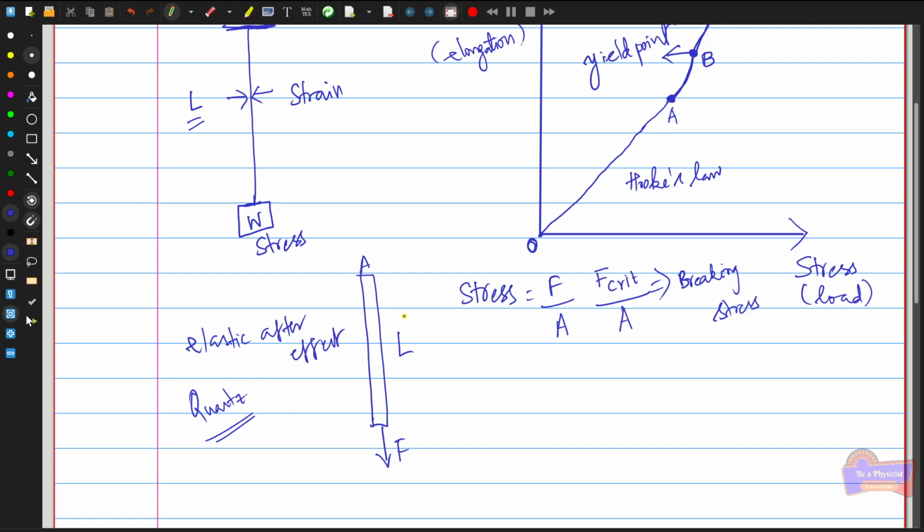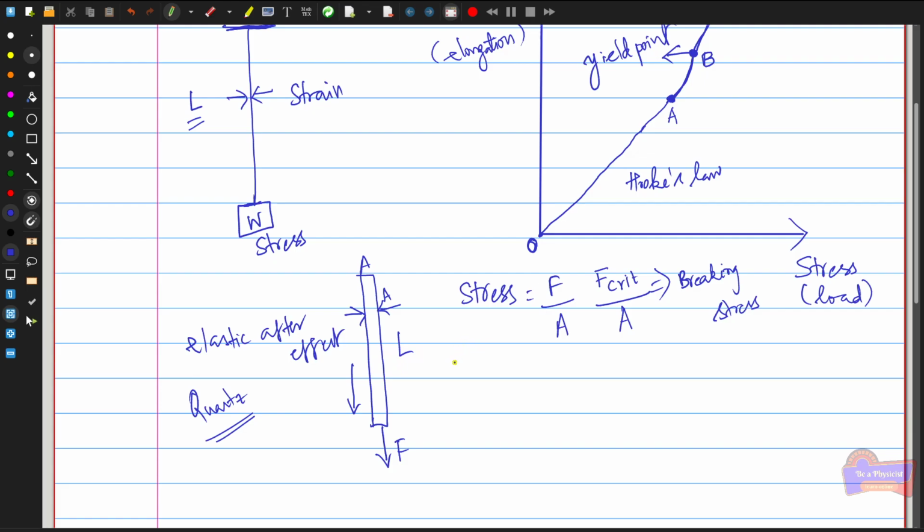As I told you, when you increase the stress on the wire, the length increases and at the same time the area of cross section decreases. The ratio between the lateral strain and the longitudinal strain is called the Poisson's ratio. This Poisson's ratio also depends upon the material we are using. For example, different materials have different Poisson's ratios.